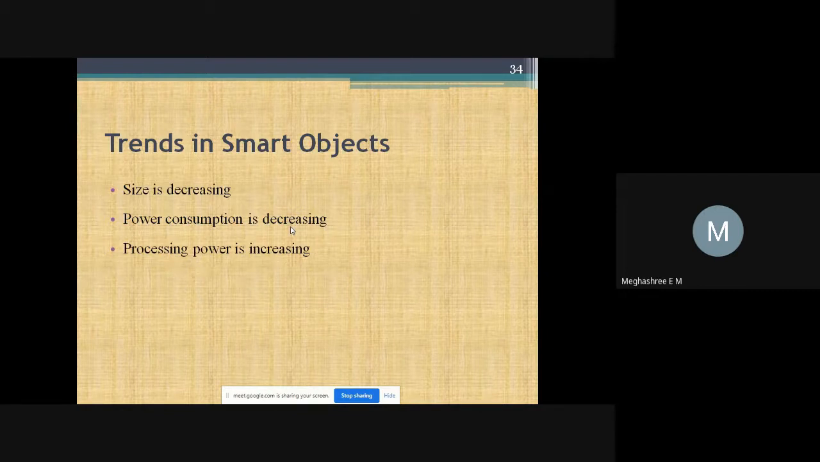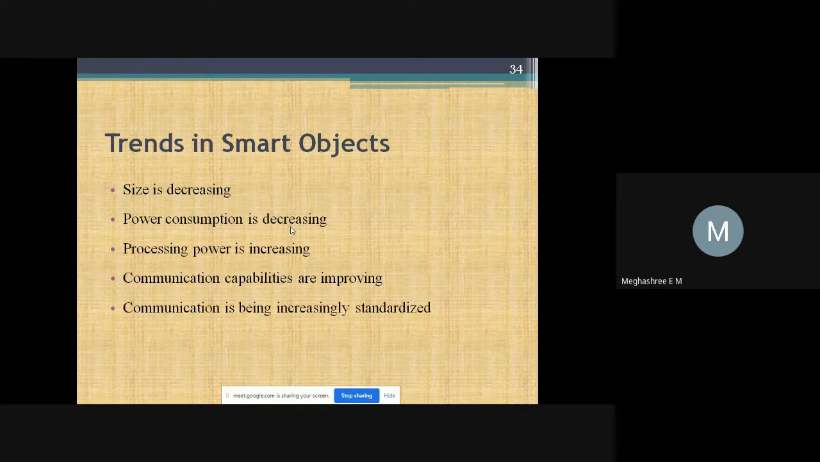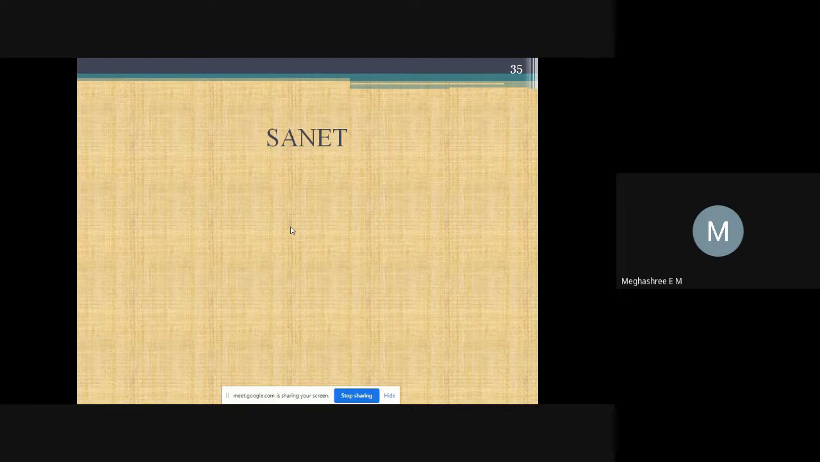Next, processing power is increasing. Again, with advancement in technology, this is possible. Communication capabilities are also increasing, and communication is being increasingly standardized. Many companies and manufacturers are coming up with open standards. That means sensors from different manufacturers are compatible. If they are compatible with each other, then communication can happen more easily, right? So that is also improving. That's why smart objects are in trend now. Okay, those are the reasons.